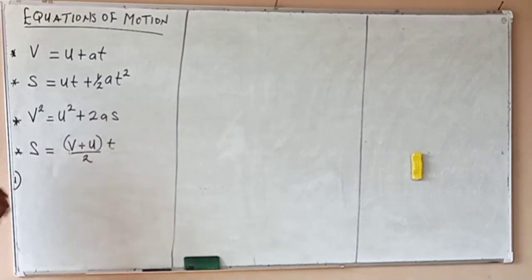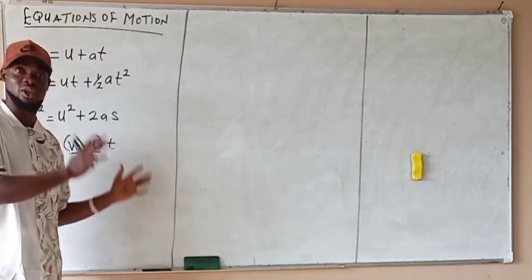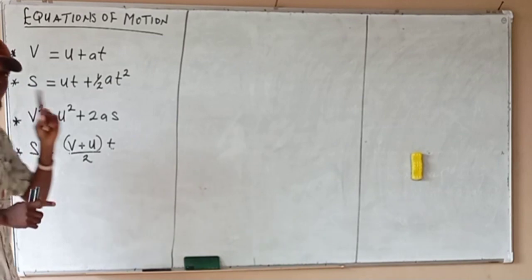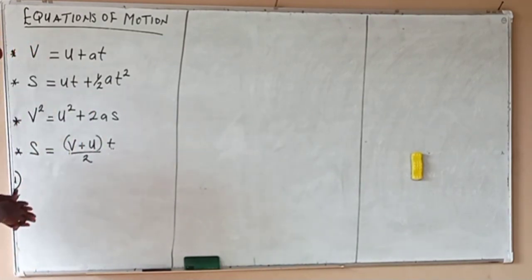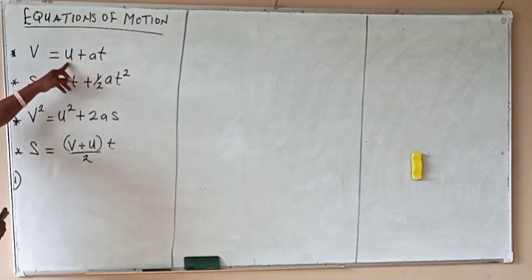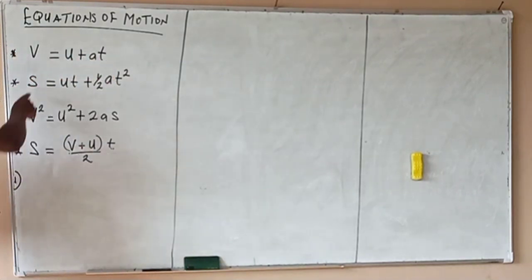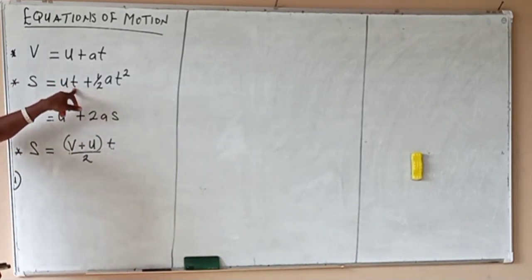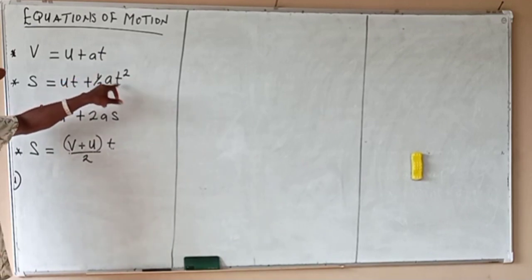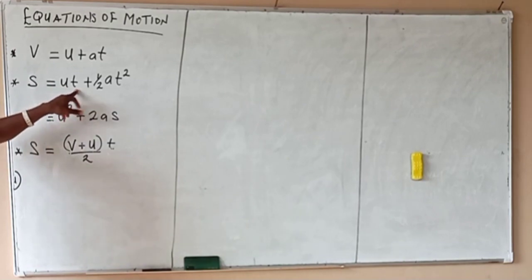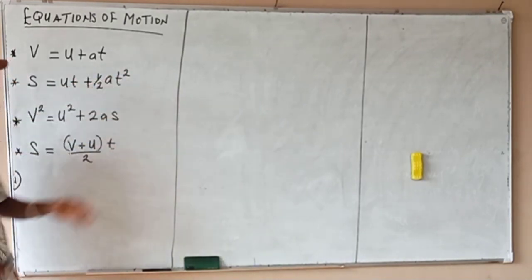The X denotes either distance or displacement, you can call it distance or you call it displacement. So the final velocity of the body from equation 1 must be equal to the initial velocity plus acceleration times time, which is V is equal to U plus AT. Equation 2, the displacement or the distance moved by the body must be equal to the initial velocity times time plus half the acceleration times the time squared. So X is equal to UT plus half AT squared. That's the second equation.